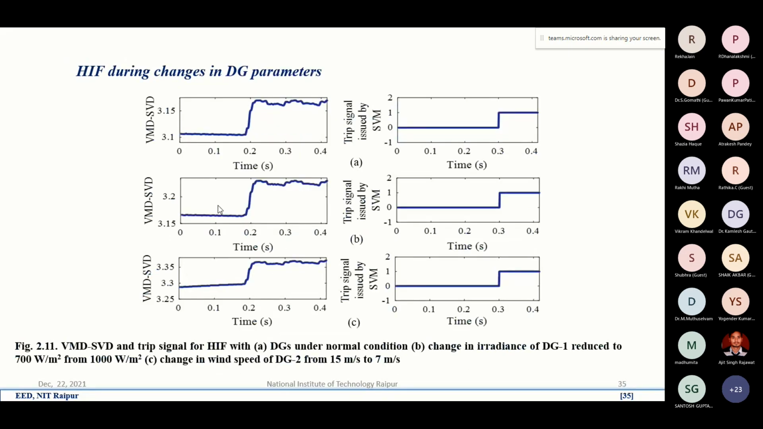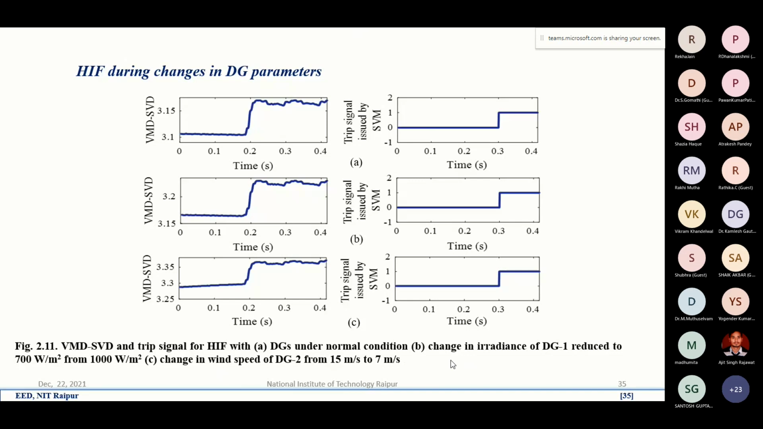Now, if the HIF fault is present along with variation of DG parameters, what is the DG parameter? We have varied the solar irradiance value from 1000 watt per meter square to 700 watt per meter square. We have reduced it. In the second case, we have reduced the wind speed from 15 meter per second to 7 meter per second.